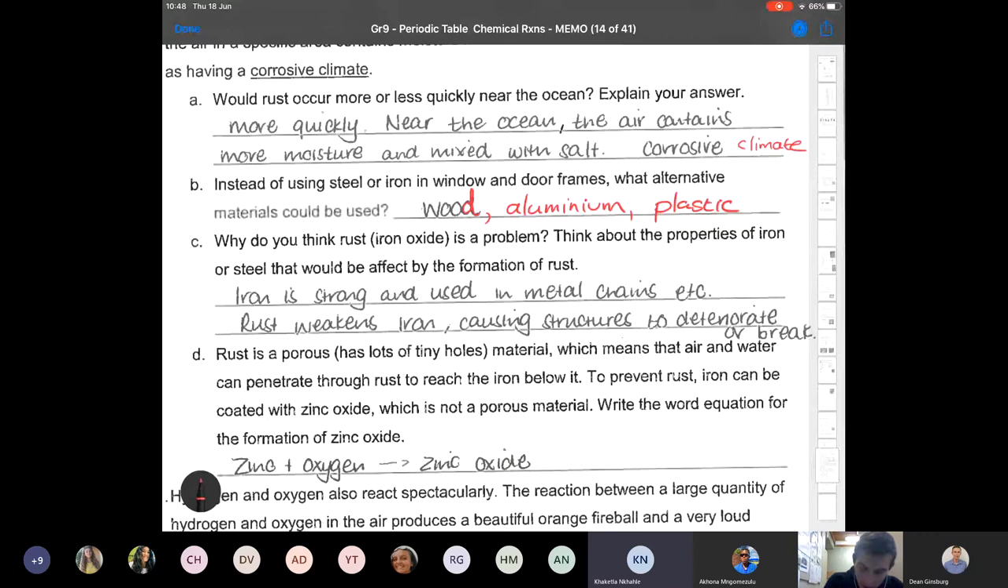Iron is strong and used in metal chains, etc. So in the memo, we've got chains. You could have boats. You could have burglar bars, or the bars in a jail. KB said scissors, so that's fine. So things like that. Rust weakens the iron, causing the structure to deteriorate or break. Okay, so that's what I wanted you to have there.